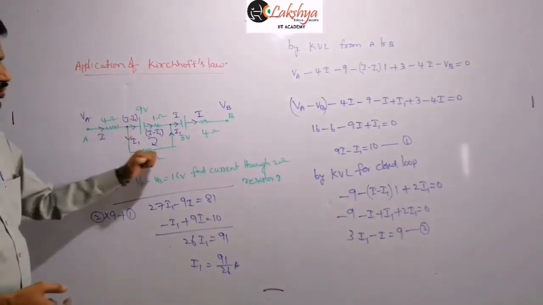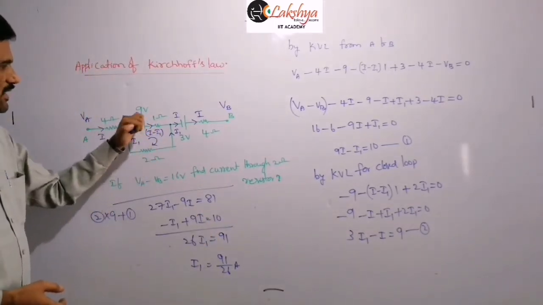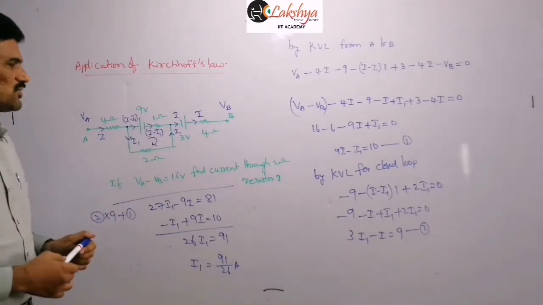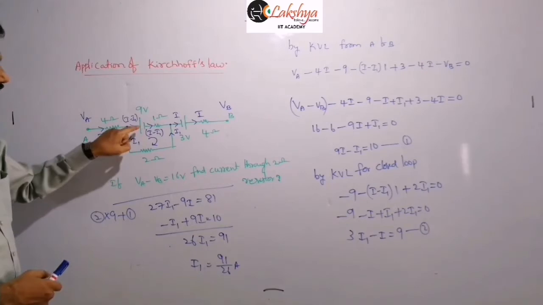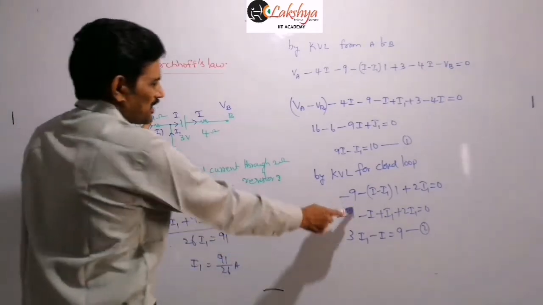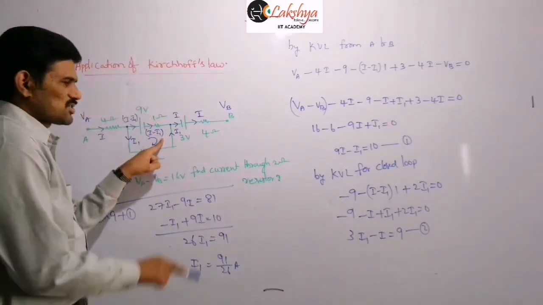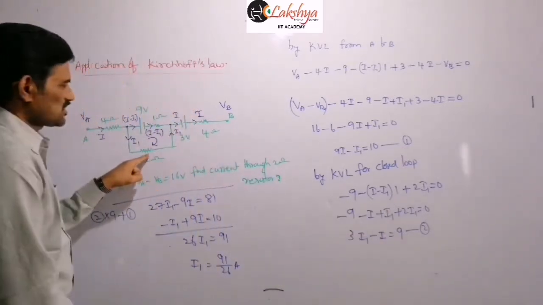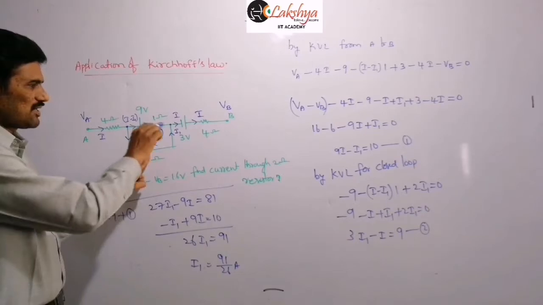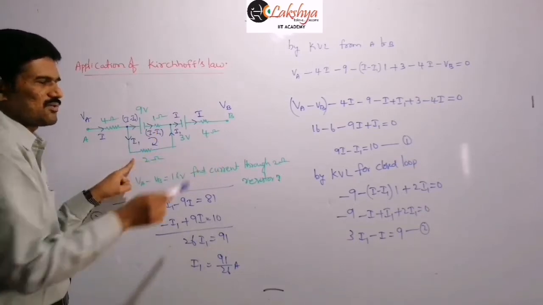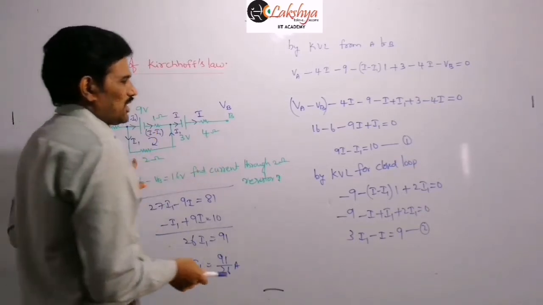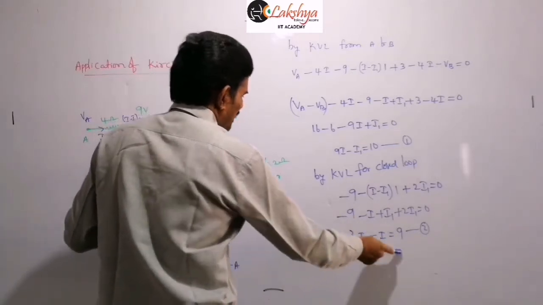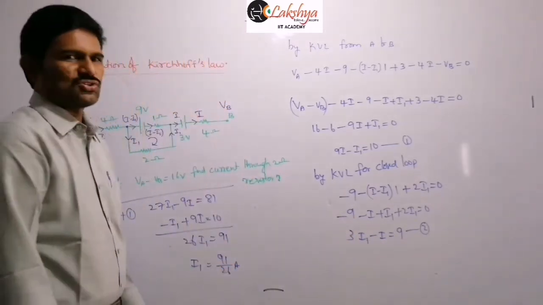Next I am applying for this closed loop here. Only for this small closed loop we are applying here, and I am applying in clockwise sense. When you are applying in clockwise sense, we are traveling from positive to negative, so it is minus 9, the EMF of the cell, and here for the resistance we are traveling in the direction of current flow, so it is minus IR, and for this resistance we are traveling opposite the direction of current, so the potential difference across it is plus 2I, so 2I1. Then by simplifying this equation, you will get 3I1 minus I is equal to 9. Let it be equation 2.